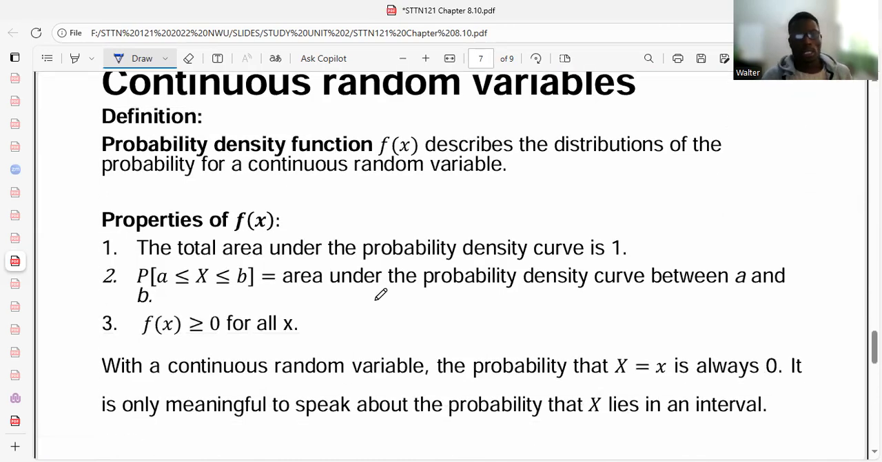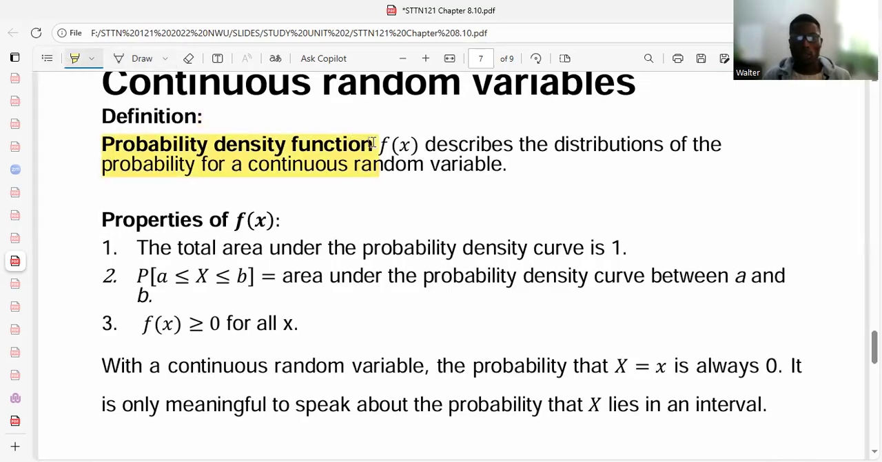This is very important: the properties of the continuous random variable. When you are dealing with continuous random variables, it's very important for you to know this definition of the probability density function. Let me just do it like this.